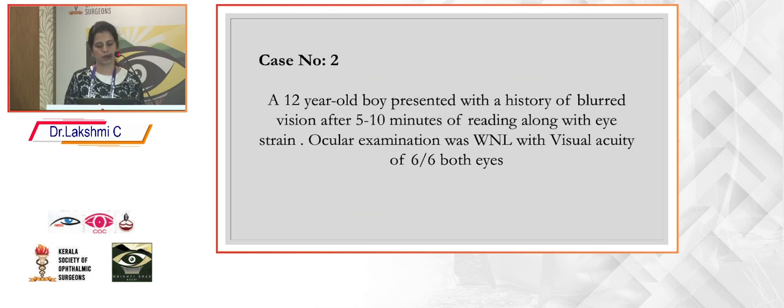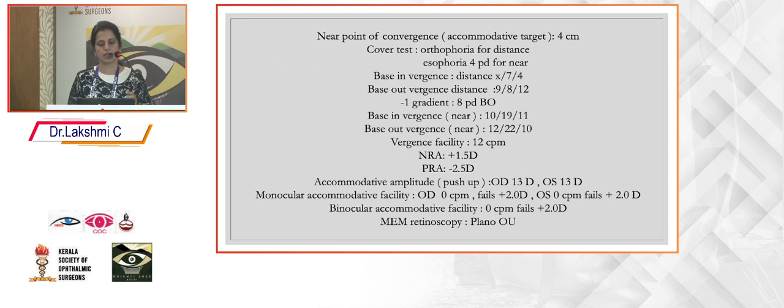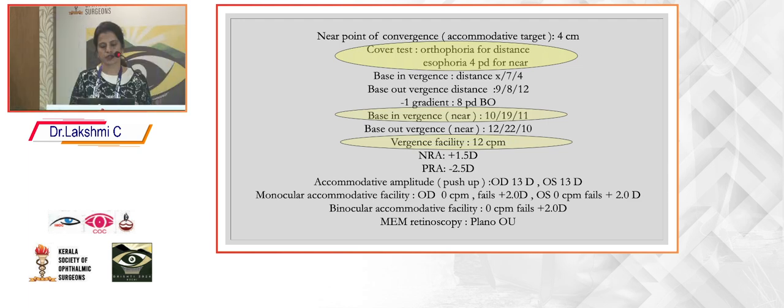A 12-year-old boy with similar history of blurring of vision after 5 to 10 minutes. Similarly, we see an orthophoria for distance, esophoria for near. And now we go to the NFV data. Base-in vergence is okay. Vergence facility is also fine.